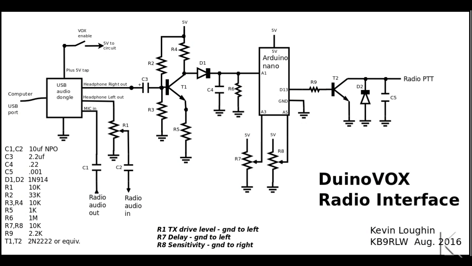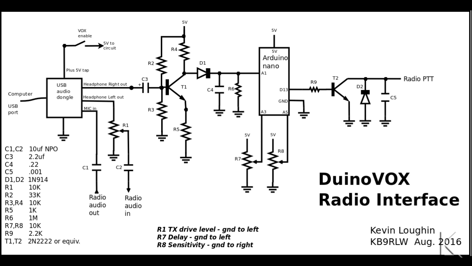Okay, let's look at the schematic for the DuinoVOX. There's not a lot of components involved. I tried to keep it as simple as possible. Starting from the left, obviously, we have the USB audio dongle that you've bought. You'll have to disassemble it and probably use an extension cable to come out of the back of the case, or find a female connector and wire it in.